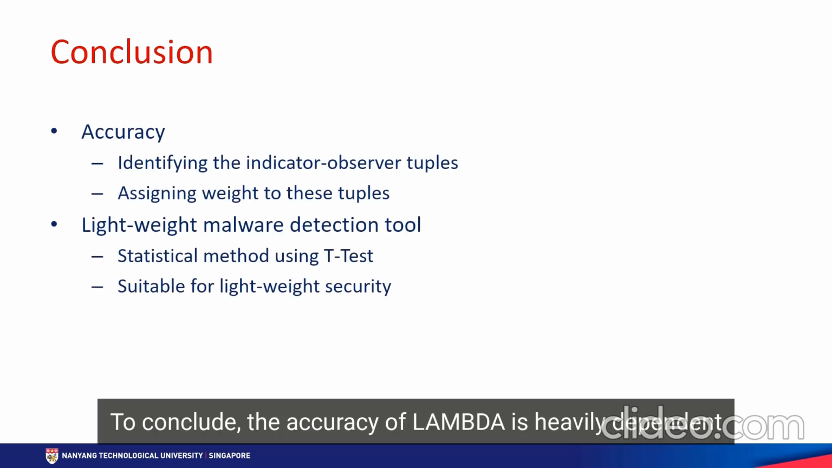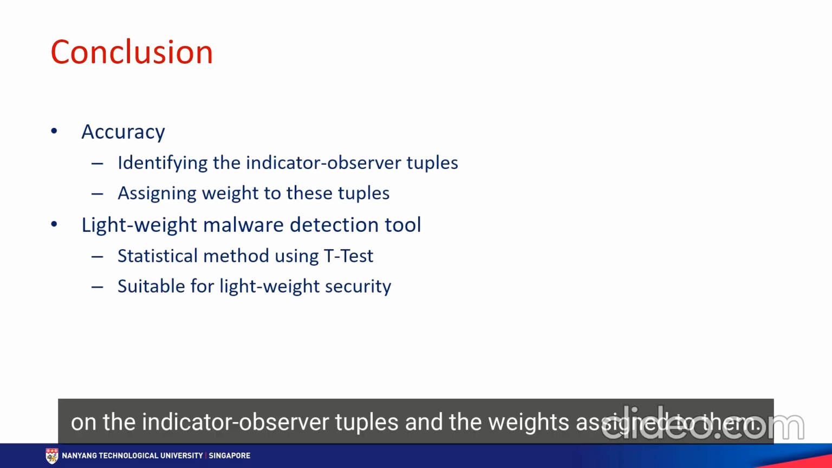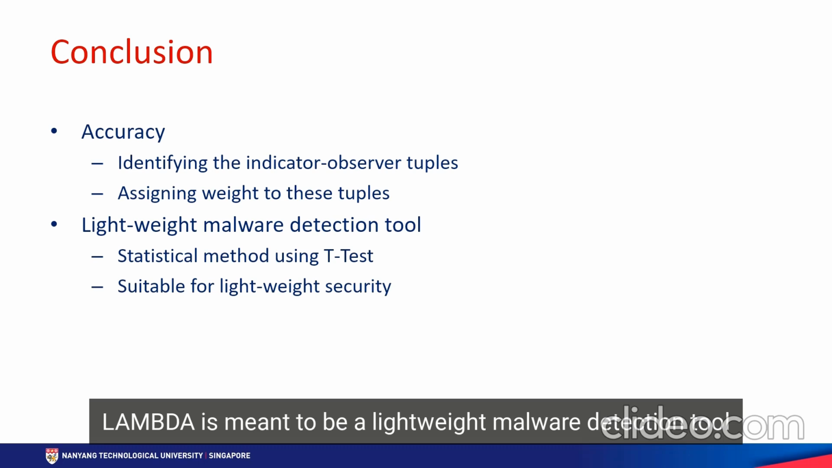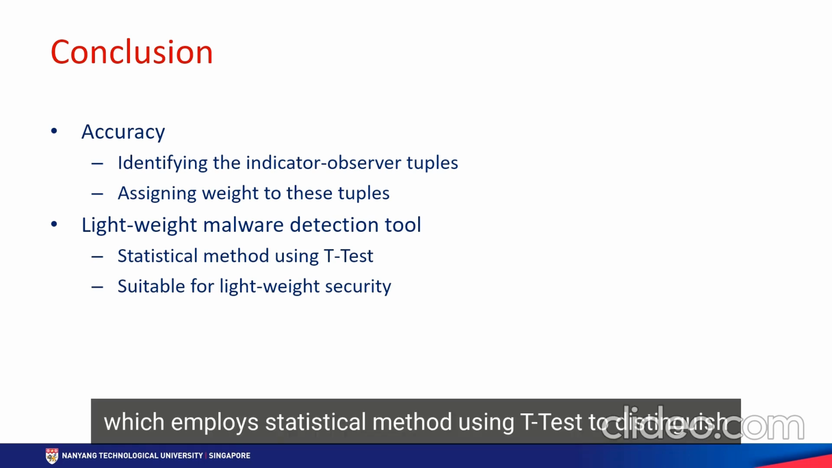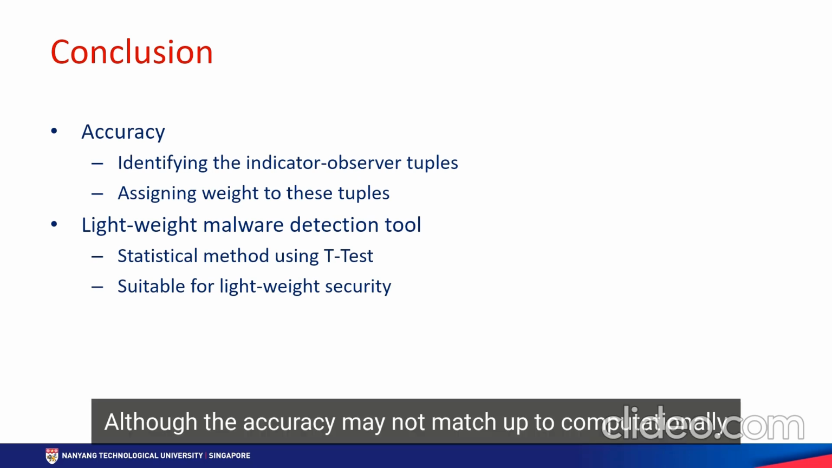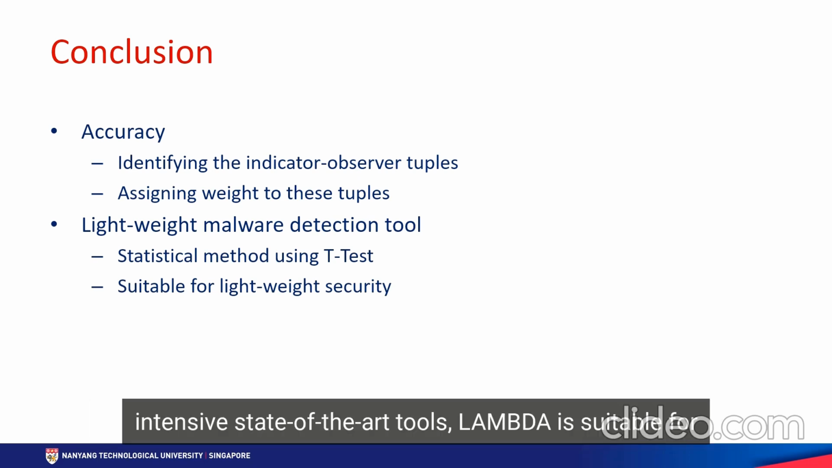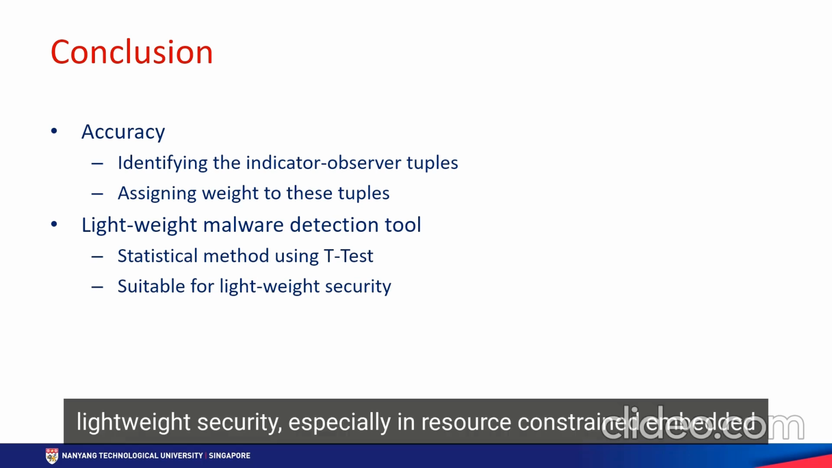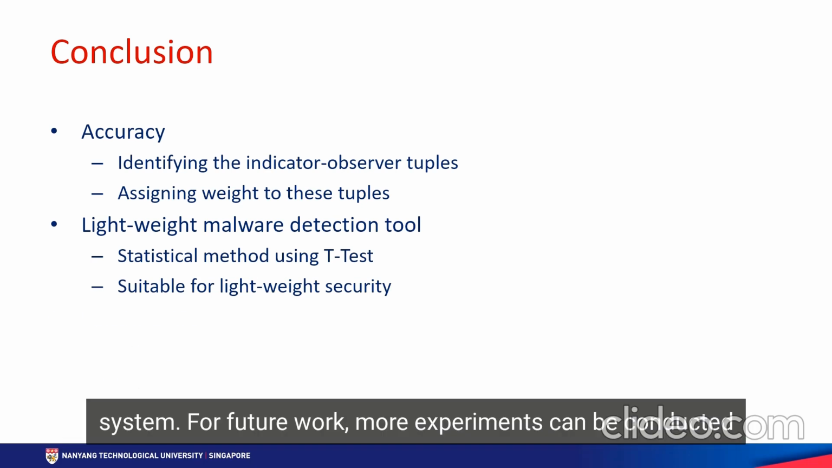To conclude, the accuracy of LAMBDA is heavily dependent on the indicator observer tuples and the weights assigned to them. LAMBDA is meant to be a lightweight malware detection tool, which employs a statistical method using t-tests to distinguish between benign and malicious applications. Although the accuracy may not match up to computationally intensive state-of-the-art tools, LAMBDA is suitable for lightweight security, especially in resource-constrained embedded systems.